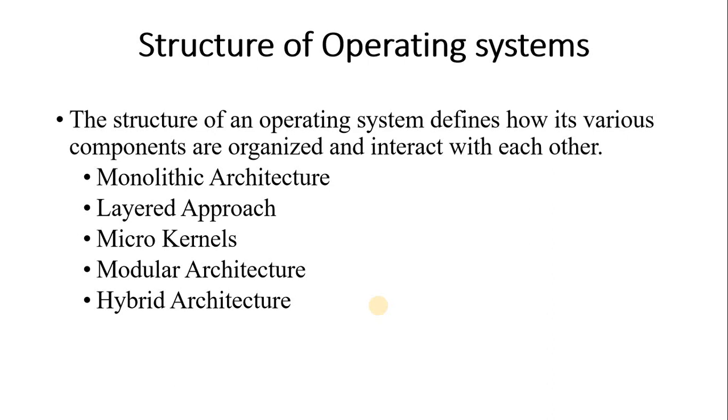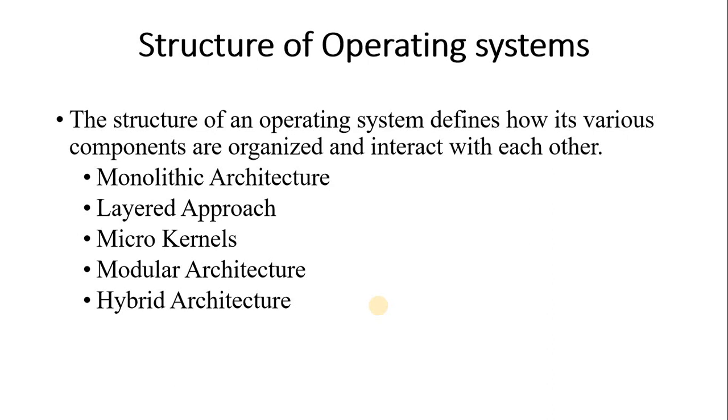Next we have structure of operating systems, which is a very important concept. The structure of an operating system defines how its various components are organized and how they interact with each other. Now here you can see the 5 categories of structures. The first one is monolithic, the second one is layered, the third one is microkernel, the fourth one is modular architecture, and the fifth one is hybrid architecture.